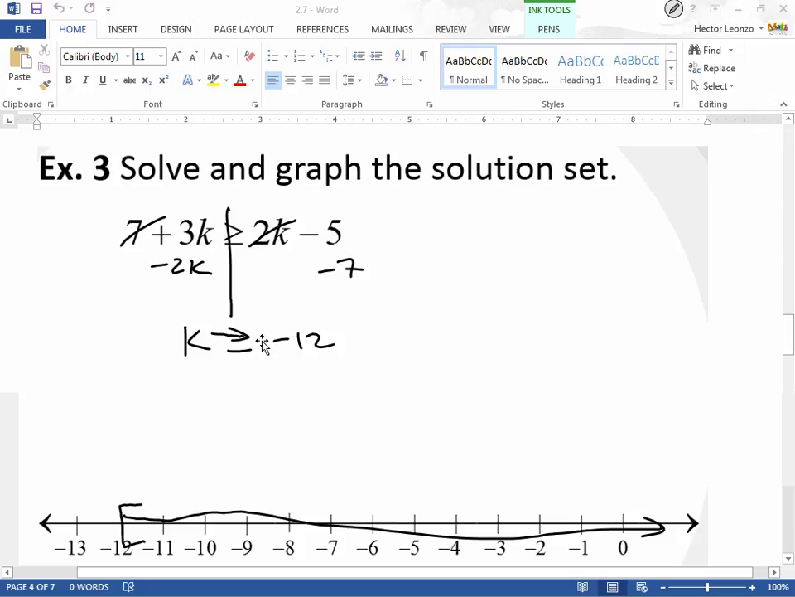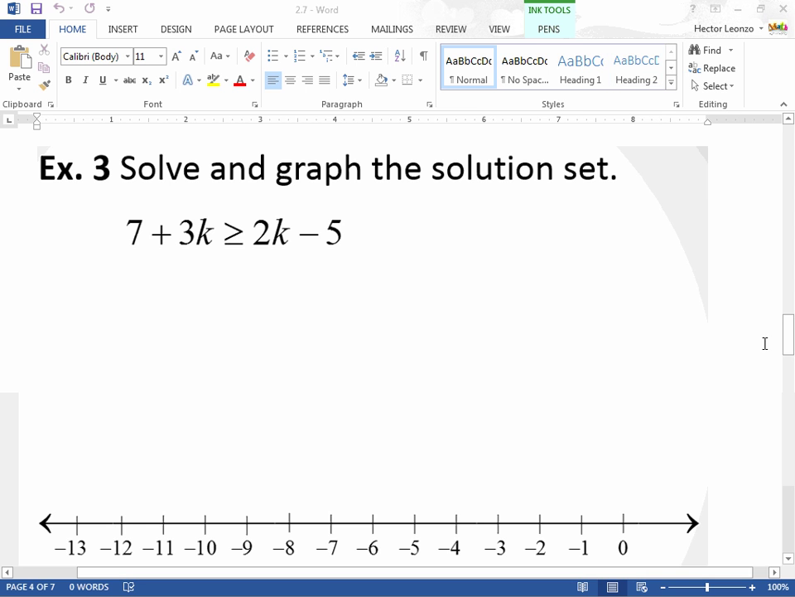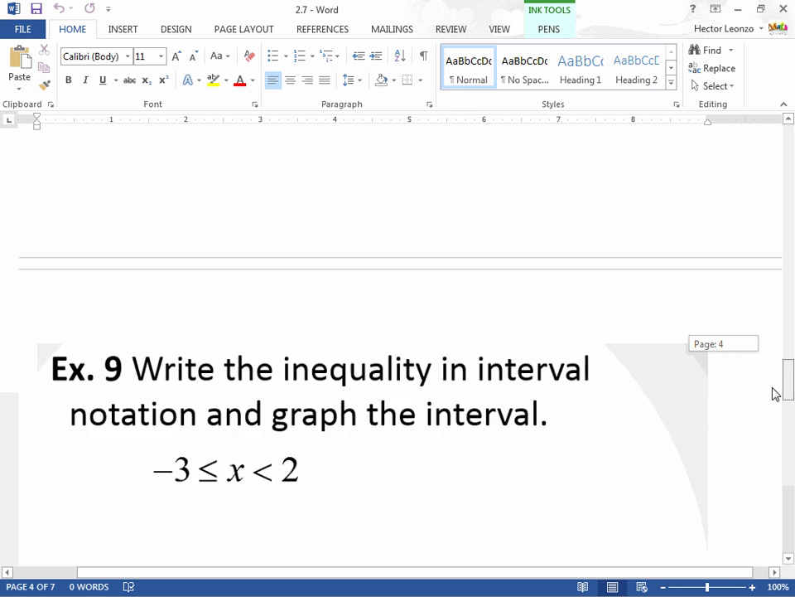The only difference between inequalities and equations, when there's an equal sign, is that when I divide these inequalities by a negative number, or multiply them by a negative, you're going to flip the direction of the arrow. I'm going to show you that in a minute.